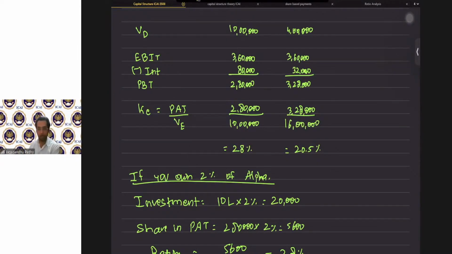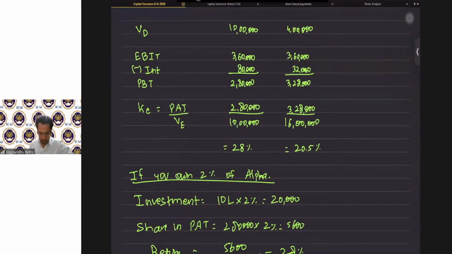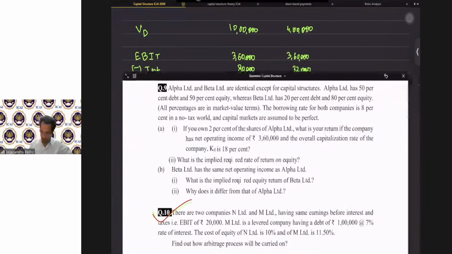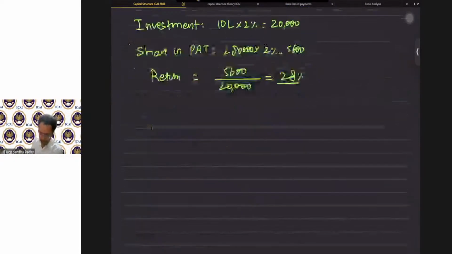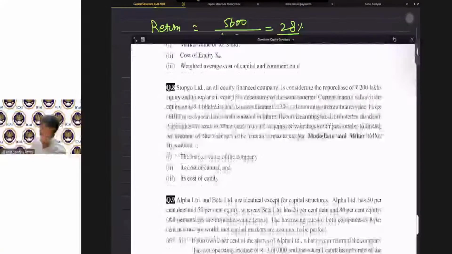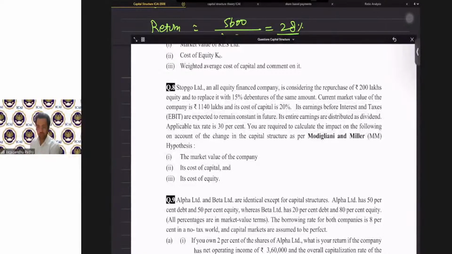Okay. Then we're done with this question. Question number 9. Then again, the 8th question is on similar lines. We look at question 8. That's on similar lines to what we had seen earlier. So I'll just run you through the solution for this.